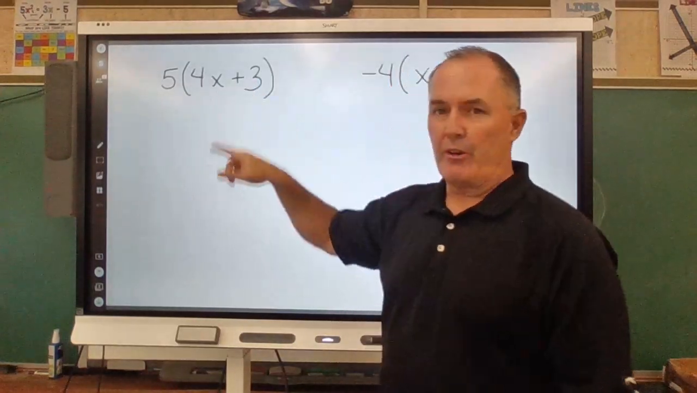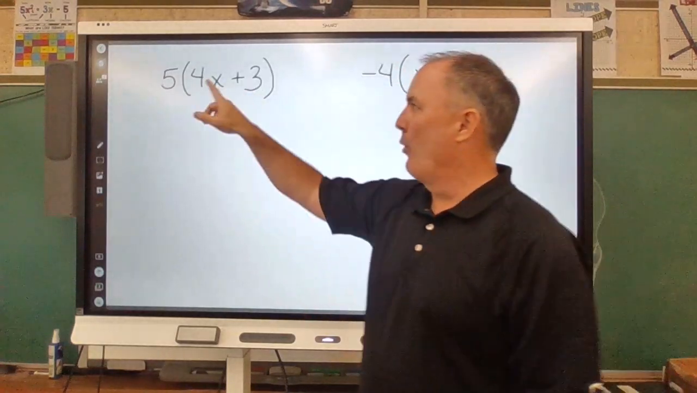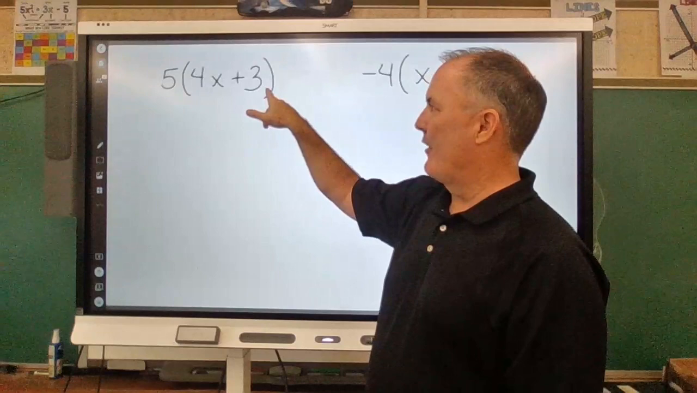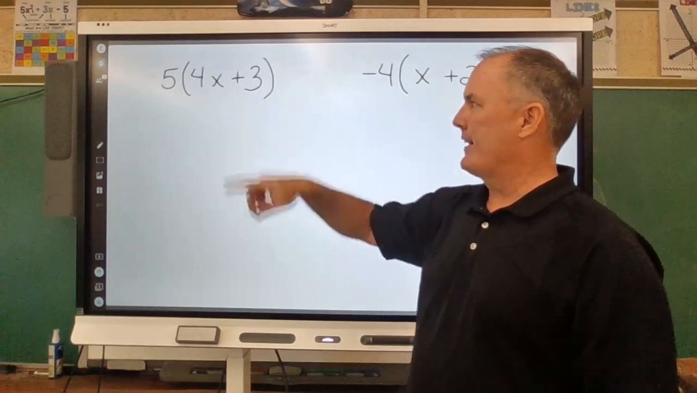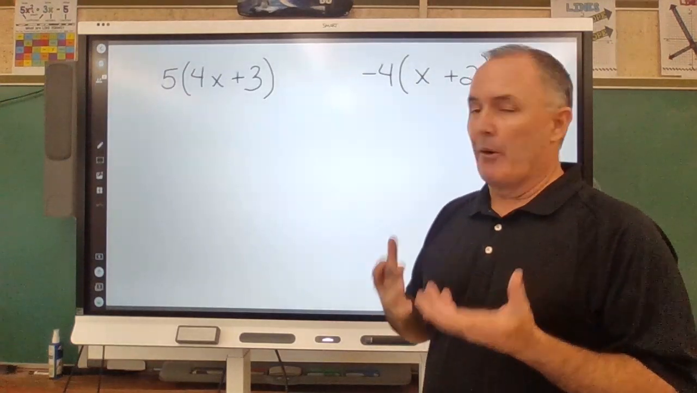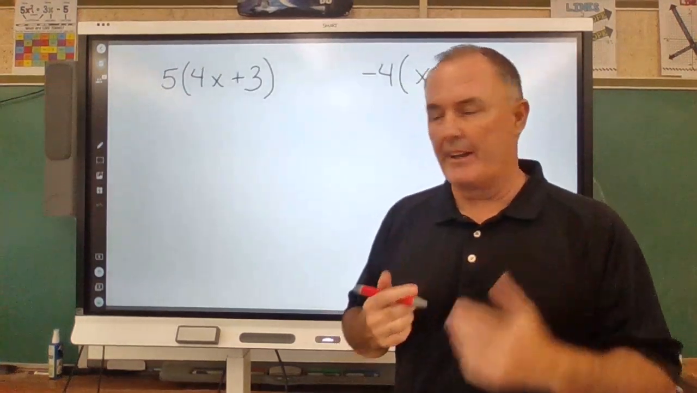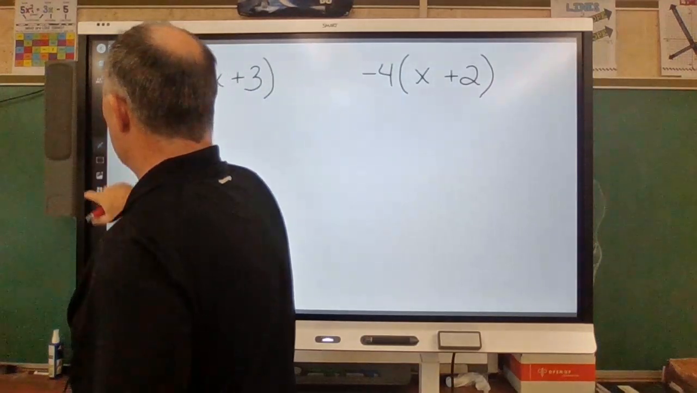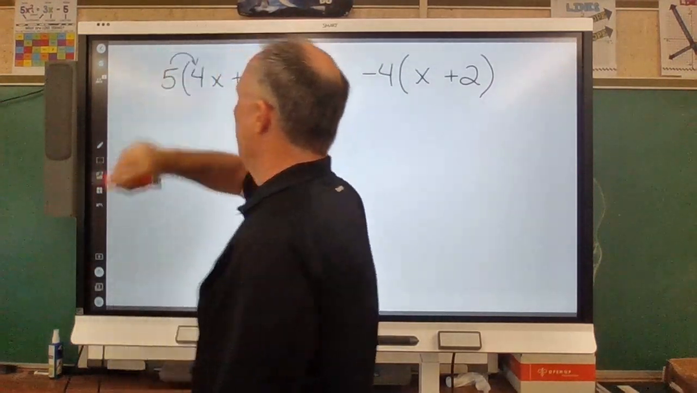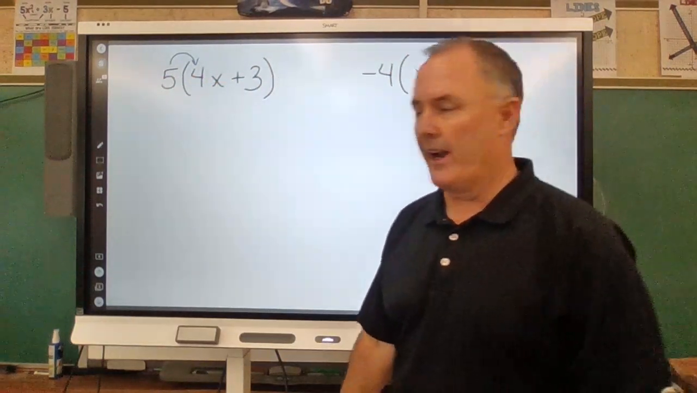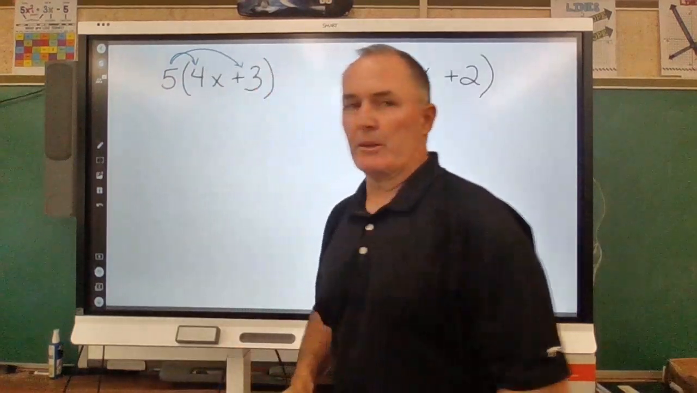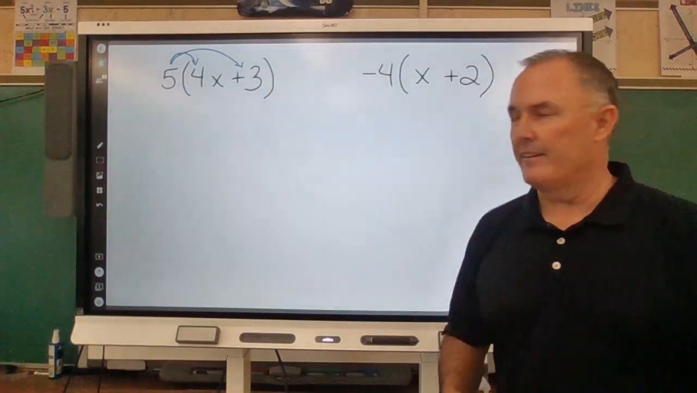I have a 4 and a 3 just like last time, but now it's a 4x plus 3. I can't combine those because this one doesn't have a variable with it, so I can't combine 4x plus 3. So to solve this, I would use the distributive property to simplify it. So I would take the number on the outside, multiply it times 4x, and also multiply it times a positive 3.